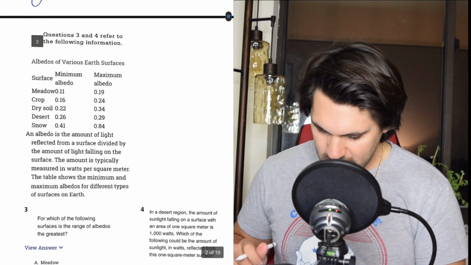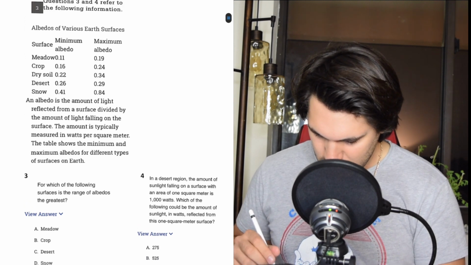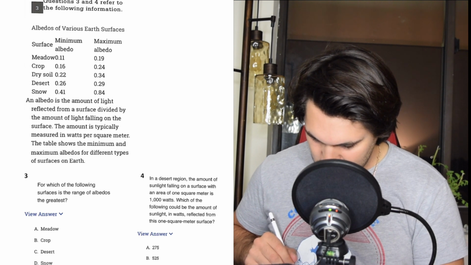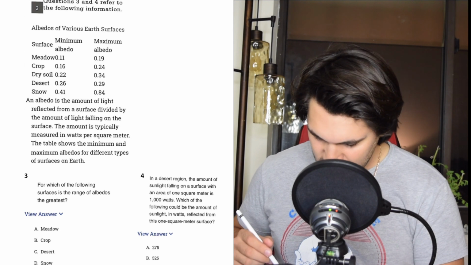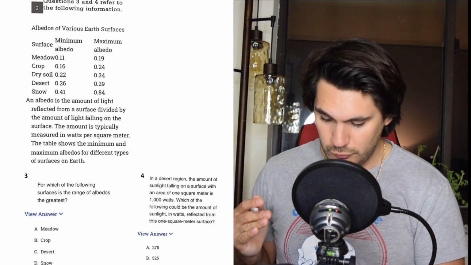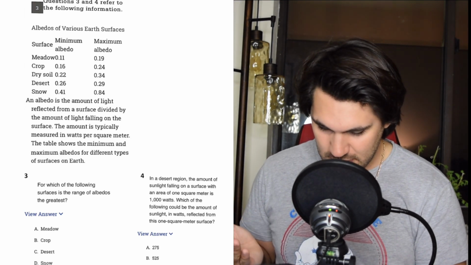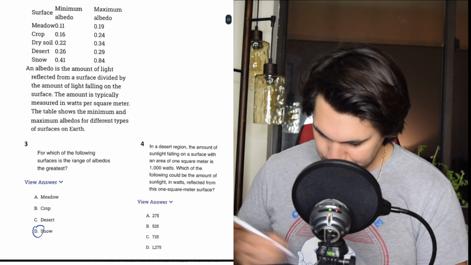Number 3. Oh, this one looks interesting. We have a bunch of information. For which of the following surfaces is the range of albedos the greatest? Looking at the ranges, the range is just the biggest value minus the smallest value, so the max minus the min. The one that is the largest is clearly snow. So D would be the answer.